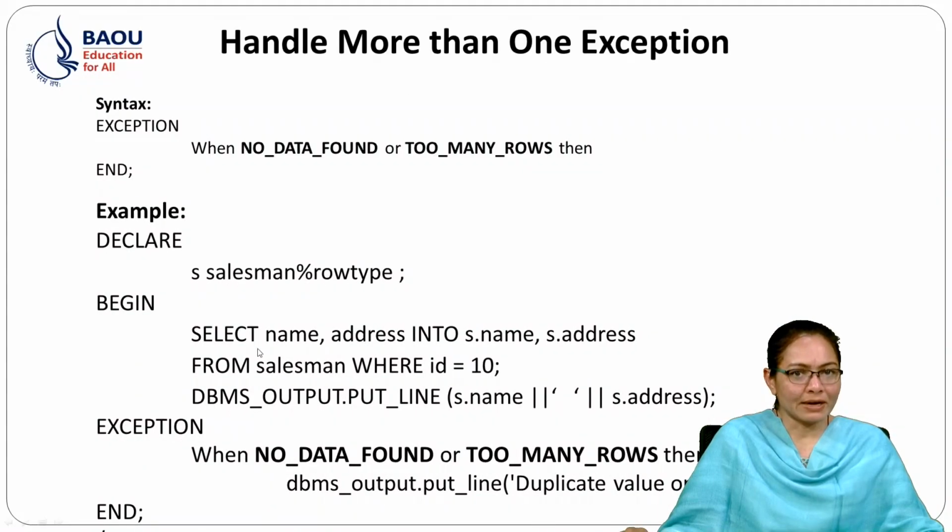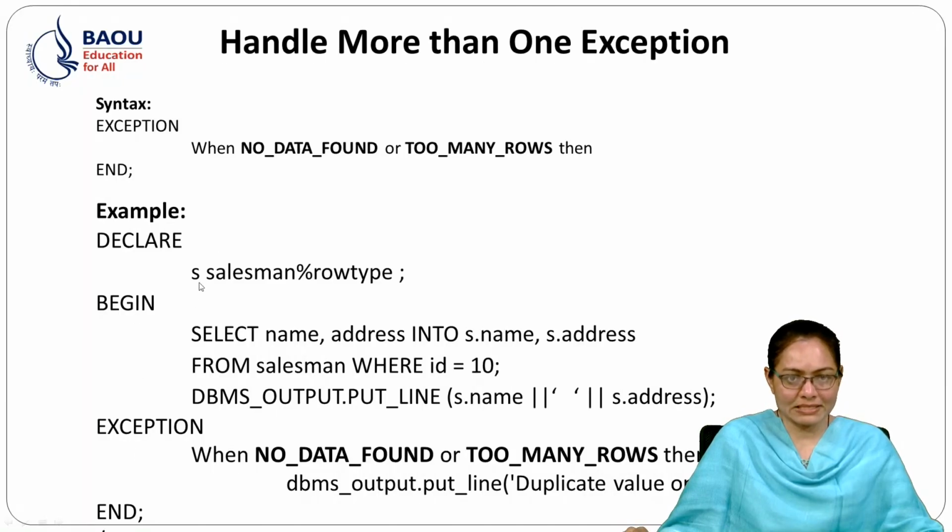Now see, in the example, a PL/SQL block finds the name and address of the salesman whose ID is 10. Here two situations can occur: either there are no records in the table, or more than one record is found in the salesman table with ID 10. Thus the PL/SQL block raises the runtime exception named no data found or too many rows, which is captured in an exception block.